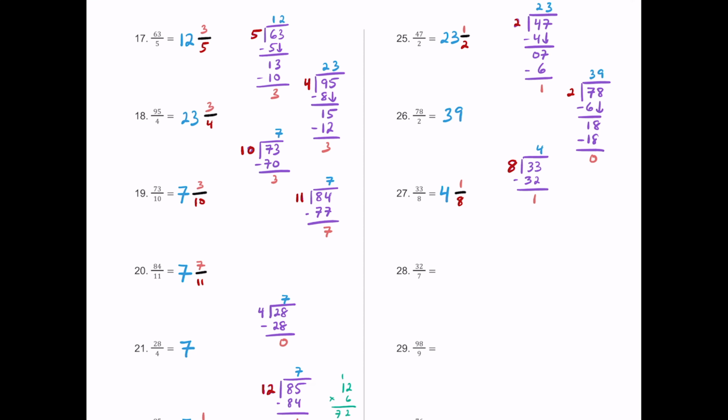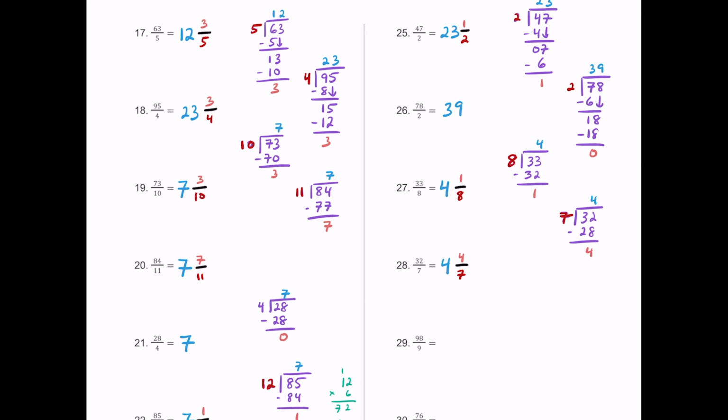For number 28, we have 32 over 7. So let's put 32 on the inside, put 7 on the outside. 7 times 5 is 35, so 7 times 4, that's going to be 28. And so we're going to be left with 4 here. Okay, so this is going to be 7 goes into 32 4 whole times with 4 7ths left over. So 4 is going to be on top, and then 7 is going to match this 7 over here. Okay, so 4 and 4 7ths, same thing as 32 over 7.